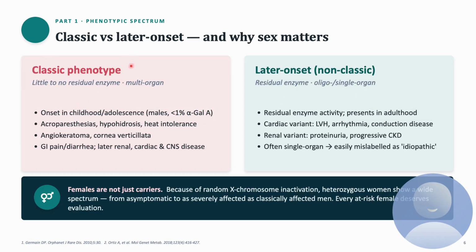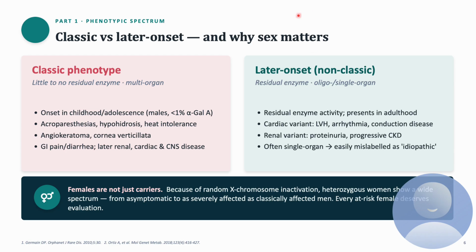Fabry disease is not one disease, but a spectrum. The classical phenotype occurs in males with essentially no enzyme activity. It begins in childhood with neuropathic pain in hands and feet, together with reduced sweating, heat intolerance, and reddish angiokeratoma. Renal, cardiac, and CNS disease follow in adulthood.